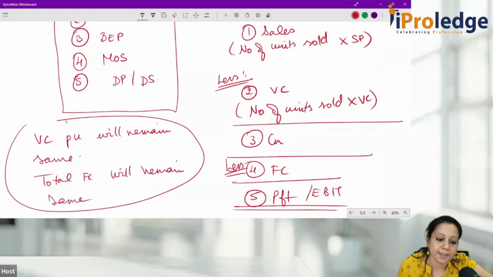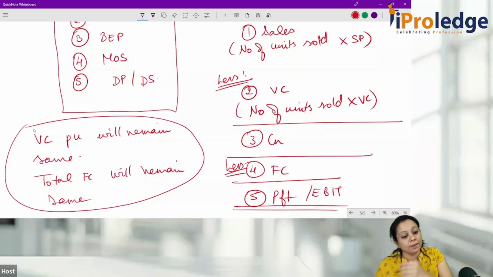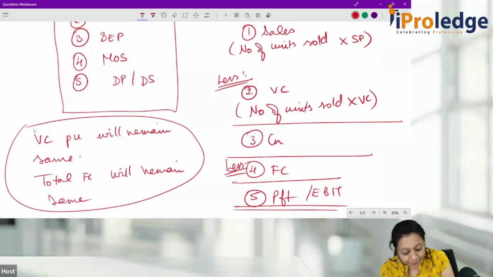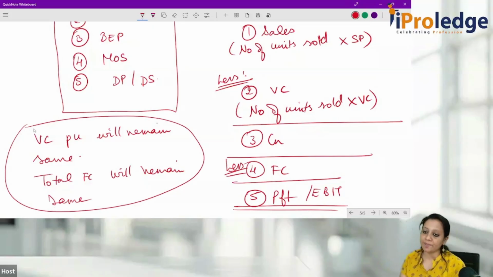If you didn't know this, please write it down. I'll give you an example. What are the examples for fixed cost? Rent, depreciation. Some students who are not in the regular class ask me, ma'am, rent keeps increasing year after year, no? Why are you calling it a fixed cost? What is our definition of fixed cost?